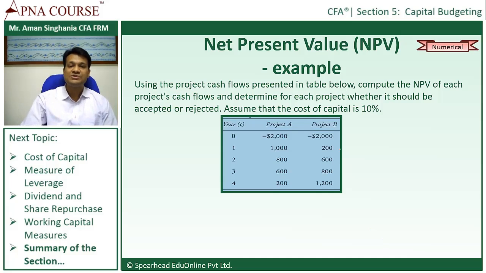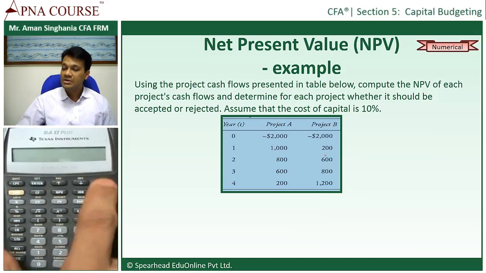So we have two projects, project A and B, and the cash flows associated with A and B are given. The initial investment for project A and B both are $2,000. For project A, the cash flows are $1,000 at the end of first year, $800 at the end of second year, $600 at the end of third year, and $200 at the end of fourth year. Similarly, the cash flows for project B are $200, $600, $800, and $1,200 for the next 4 years. We need to calculate the net present value for these two projects. Let's use the calculator to solve this.